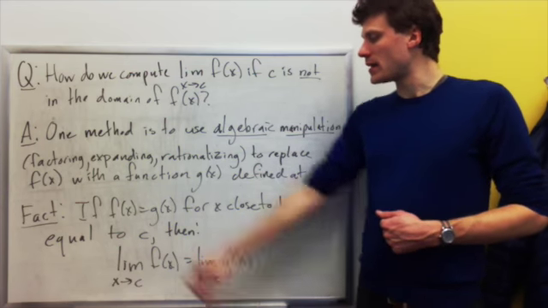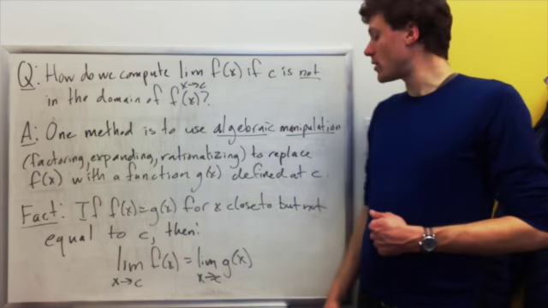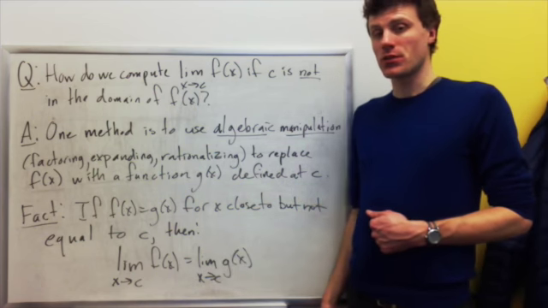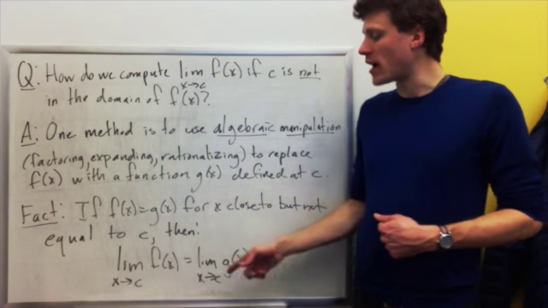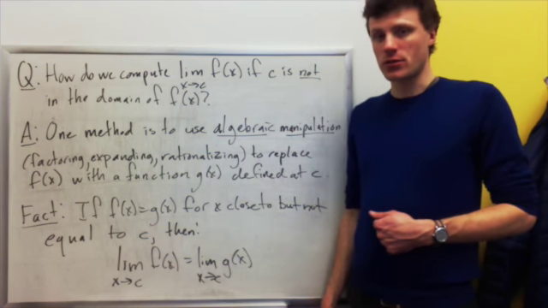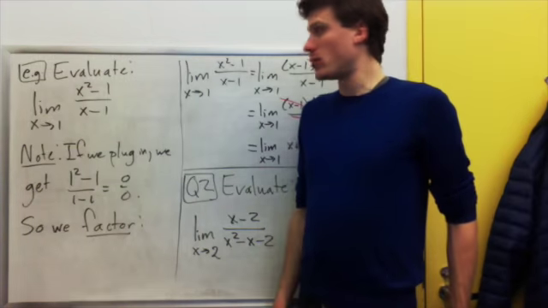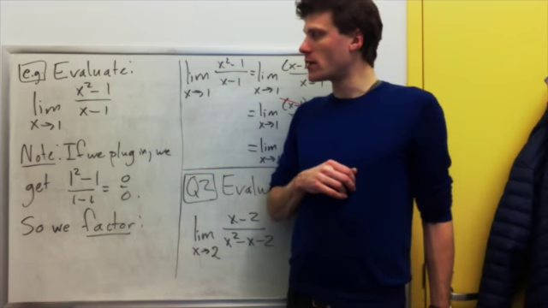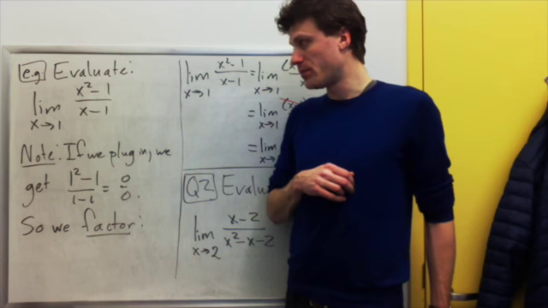And then we use the fact that if f and g are two functions that are equal to each other for values of x that are close to but not equal to c, their limits as x approaches c are equal to each other. Let's work through an example. So let's evaluate the limit as x approaches 1 of x squared minus 1 over x minus 1.